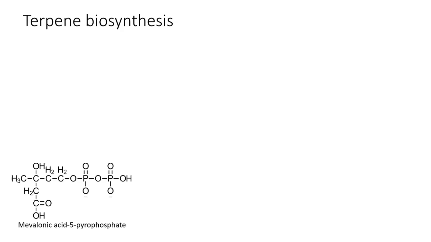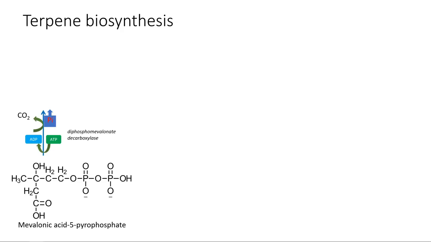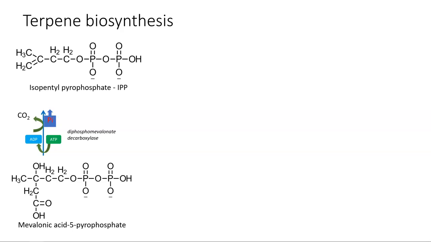The mevalonic acid 5-pyrophosphate reacts with ATP and the enzyme diphosphomevalonate decarboxylase to release carbon dioxide and inorganic phosphate and yield isopentyl pyrophosphate. The isopentyl pyrophosphate can be called an isoprene unit. It has 5 carbons with no oxygens and can serve as the basis of other more sophisticated hydrocarbons.